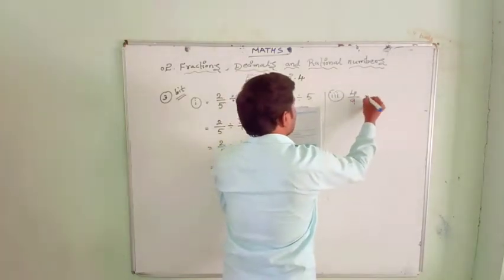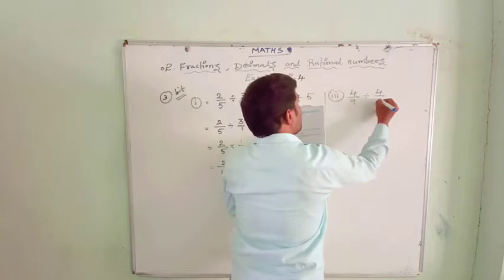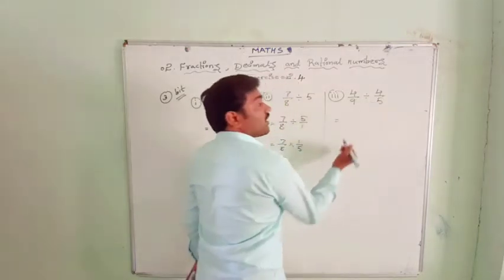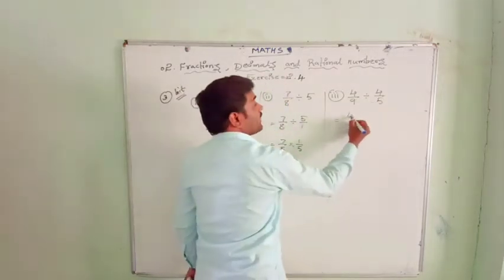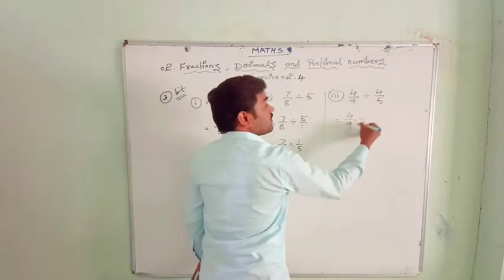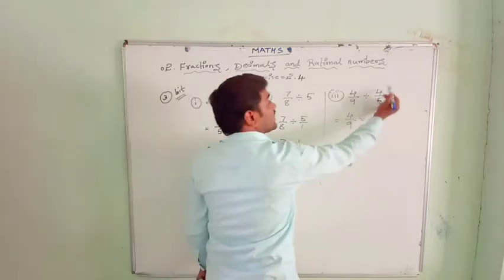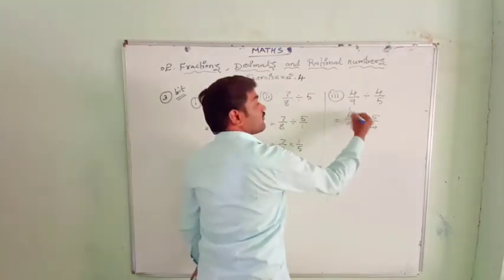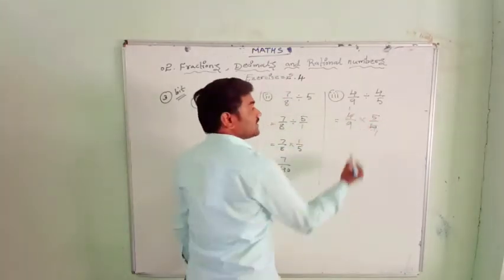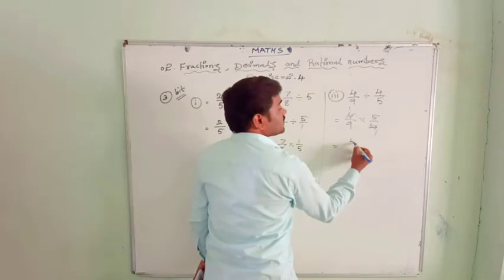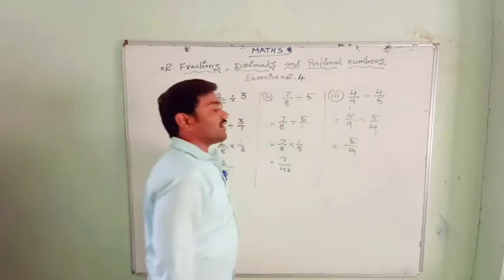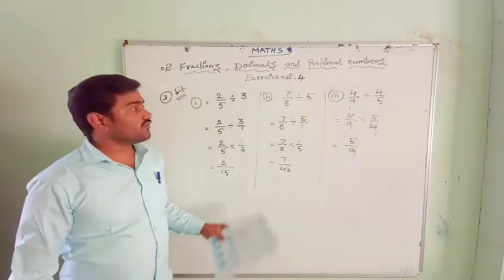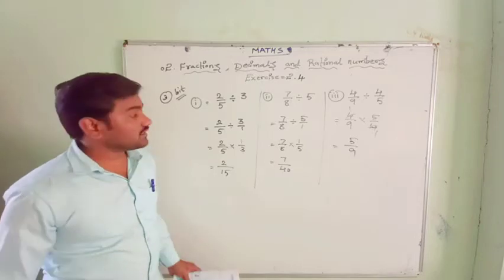Next, there is one more question and the last question of this bit. 4 by 9 divided by 4 by 5. See how we are going to do it here. 4 by 9, the division symbol becomes multiplication symbol, and for the second fraction we have to take the reciprocal. Simple. Now here 4 and 4 get cancelled. 1 into 5 is 5, 9 into 1 is 9, 5 by 9. So with this we have completed this third bit.